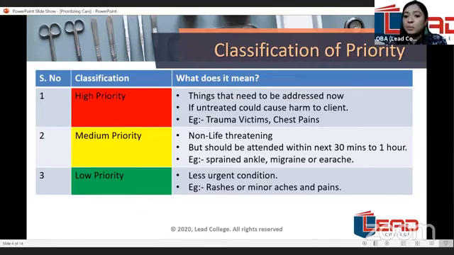Now, the lowest priority patients are those with less urgent conditions who can wait, and some examples are mild rashes and some mild pains and aches.